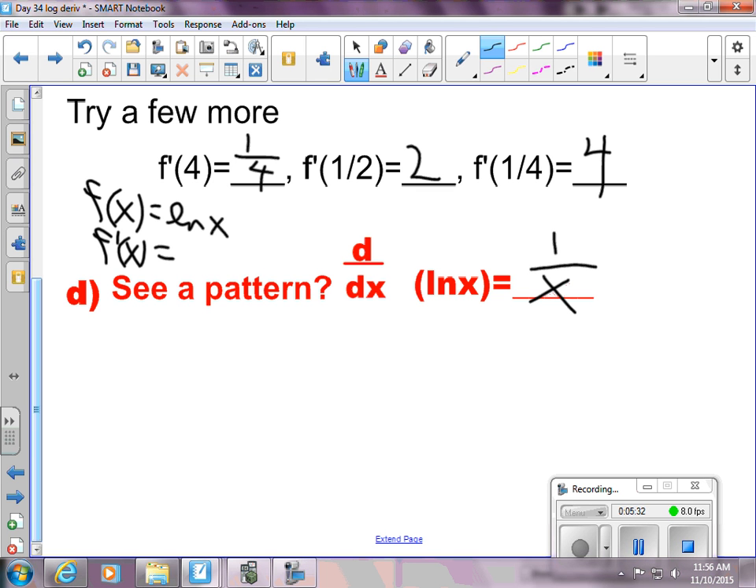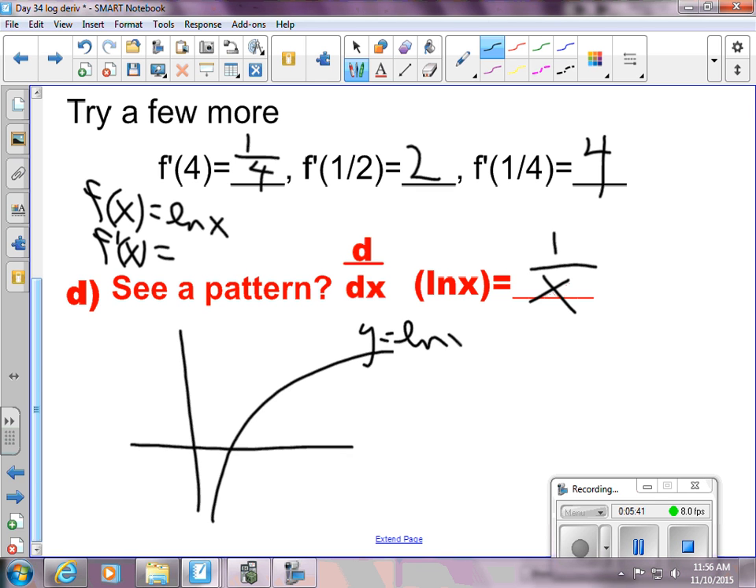Yeah, the derivative of the ln of x is 1 over x. So if I have the natural log, y equals the ln of x, that's a little steep. And let's say this is x equals 100. What's the slope of the tangent line right there? 1 over 100. How about the slope when x is 1/100th? 100. Woo, that's pretty steep over here.